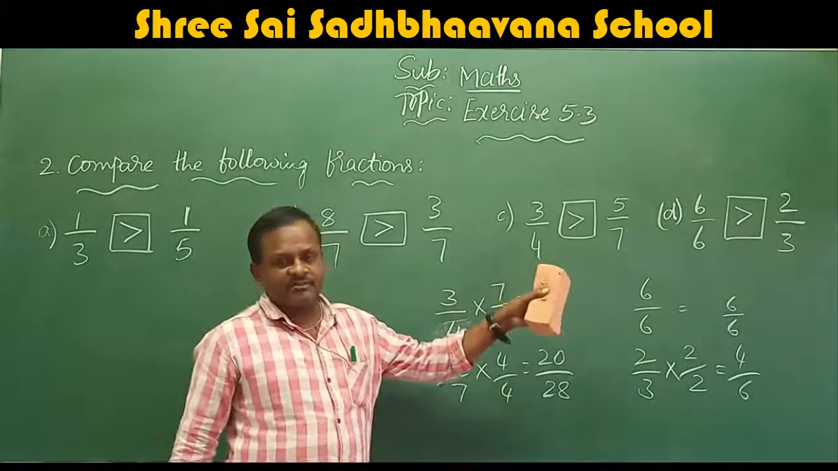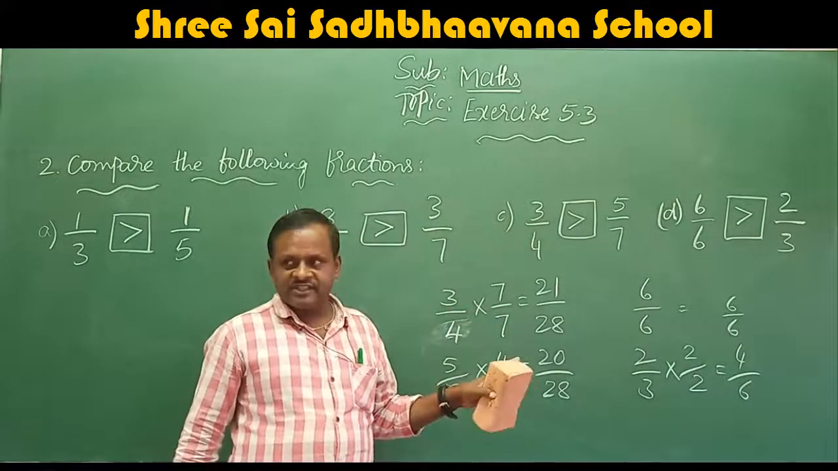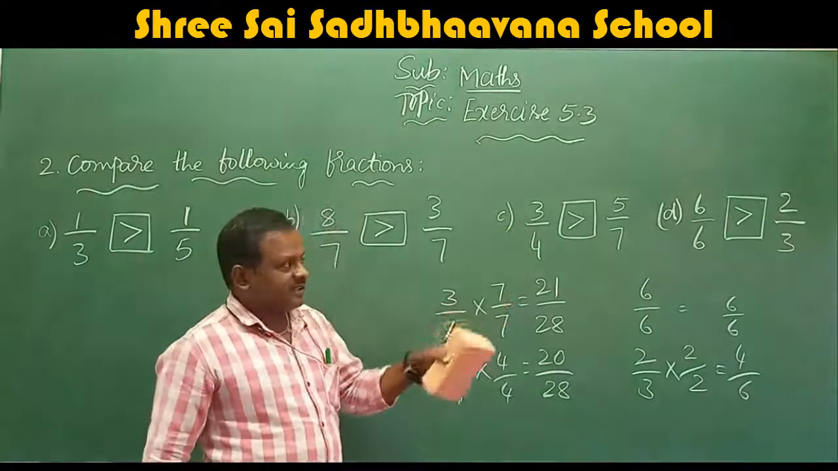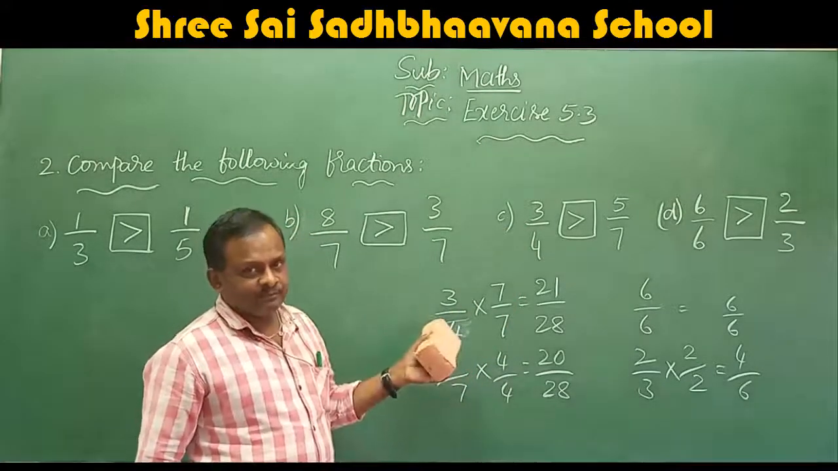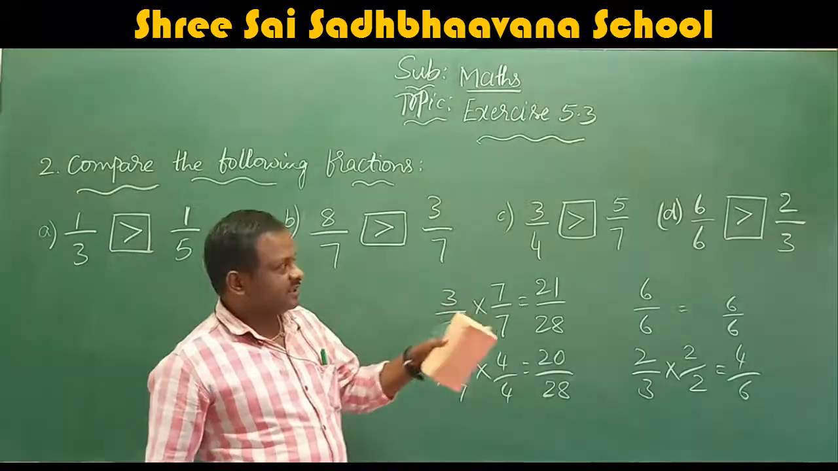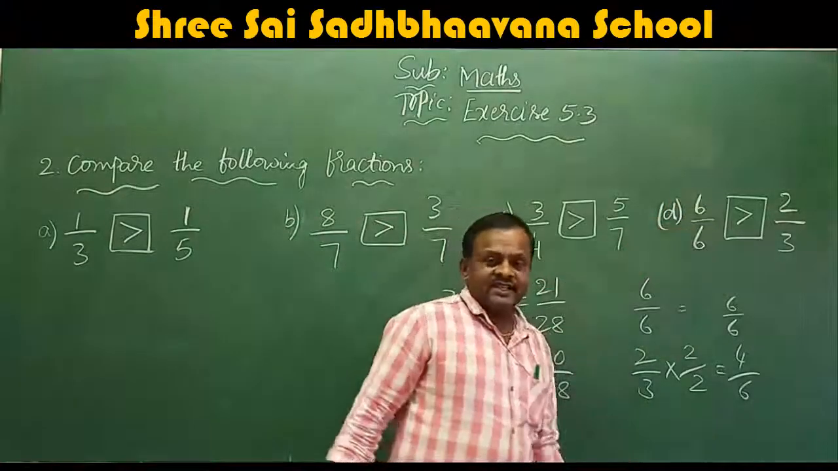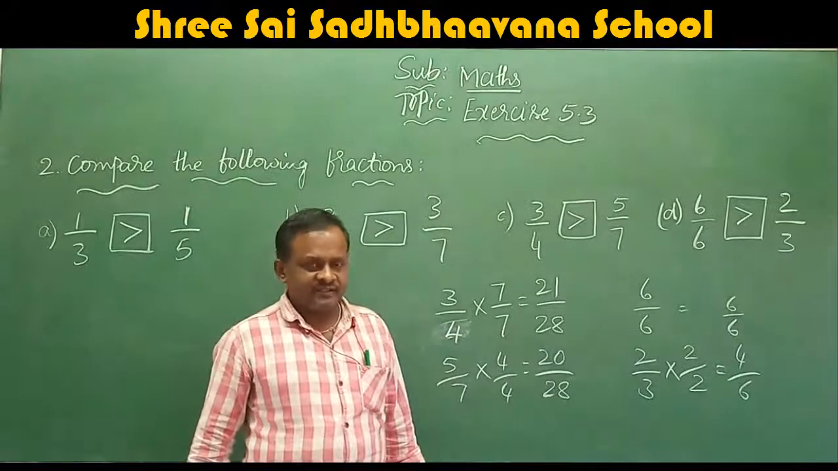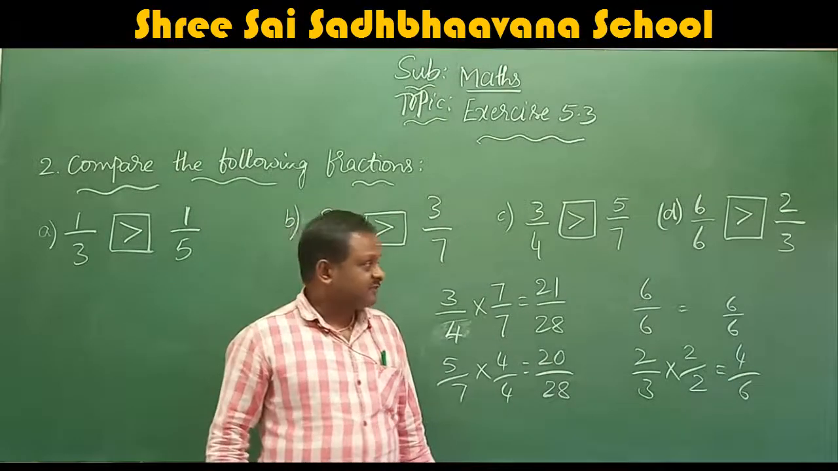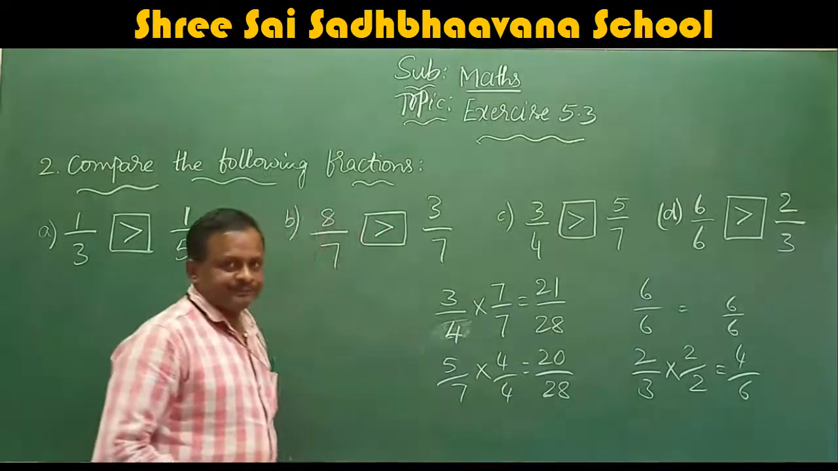6 by 6 means 1. 2 by 3 is a proper fraction. The value is less than 1. Therefore, 6 by 6 is greater. I hope you understand this one. Okay. Next, we'll move to the other problem.